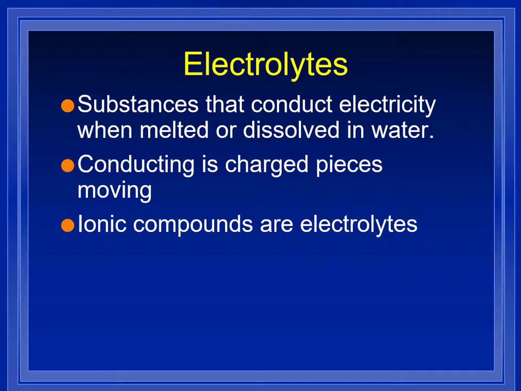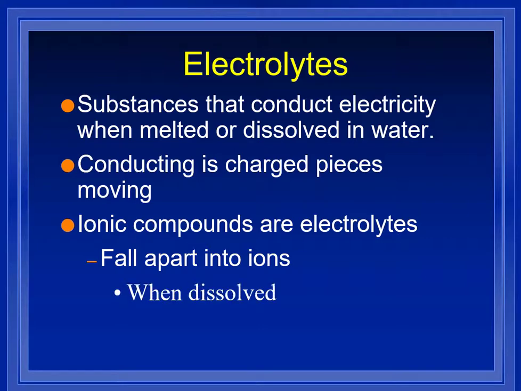An ionic compound dissolves, the way it dissolves is by falling apart into its ions. Right? That's how it dissolves. Water grabs the individual ions and moves them separately. I have separate charged pieces moving. So what conducts an electrolyte is the ions that it falls apart into. So it falls apart into ions when it's dissolved.